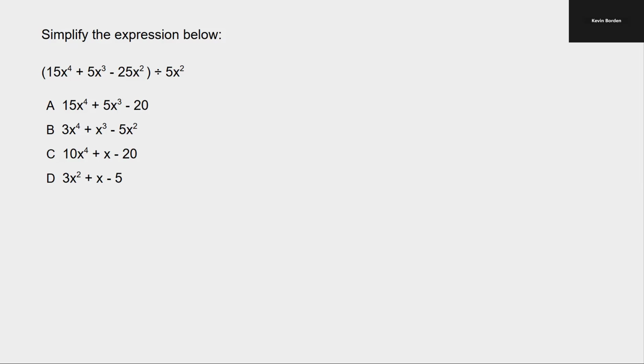Simplify the expression below. We have in parentheses 15x to the fourth plus 5x to the third minus 25x squared, divided by 5x squared. Now, the form of this expression might look a little unusual to you. Normally, these kind of questions don't use the division symbol, but we don't want to let that confuse us because the adjustment is pretty straightforward.